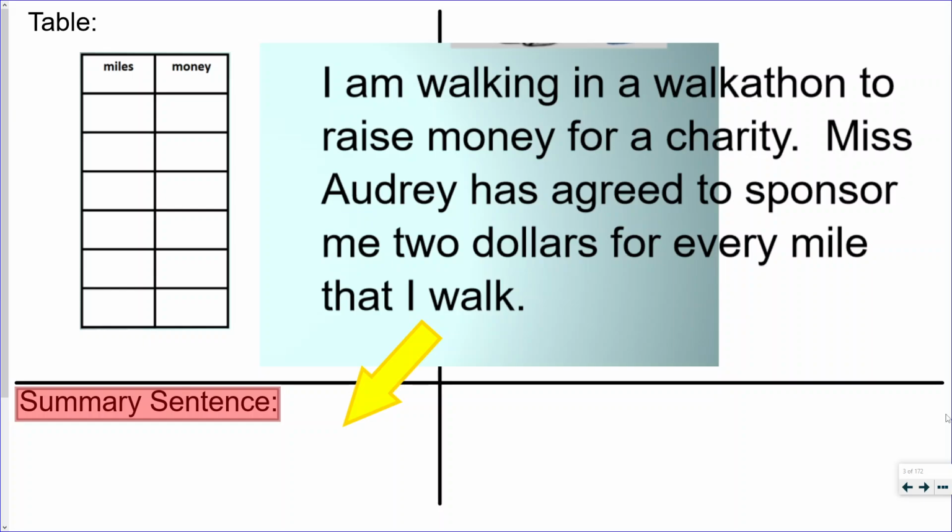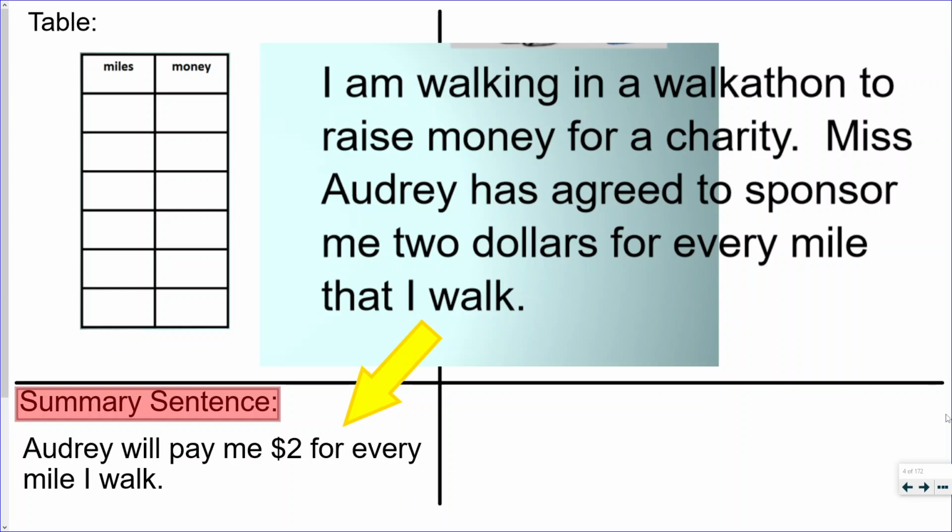So if you will take a look at your table right there. Do you see the side of your paper that has a table? Look at the left side table, and underneath it, it has the summary sentence. Let's put that into a very short summarizing sentence. So how about we just say, Audrey will pay me $2 for every mile I walk. That's a lot better than copying the whole problem down, but that gets us all the information that we need.